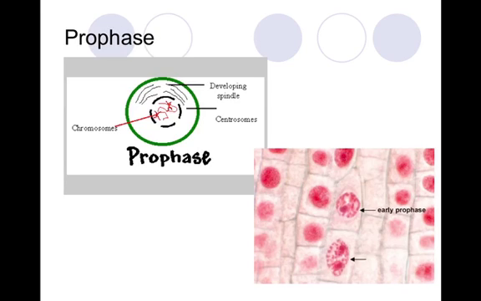If you look at this slide here, it gives you a great example of what prophase looks like. And you start to see the chromosomes start to thicken up.